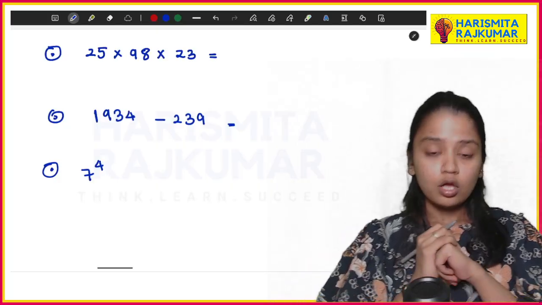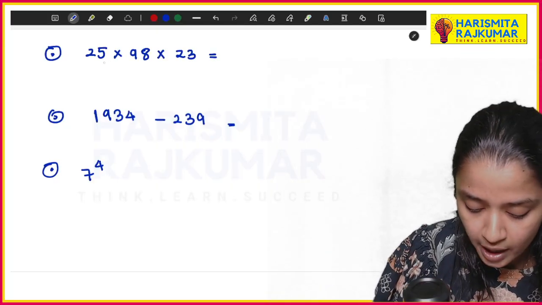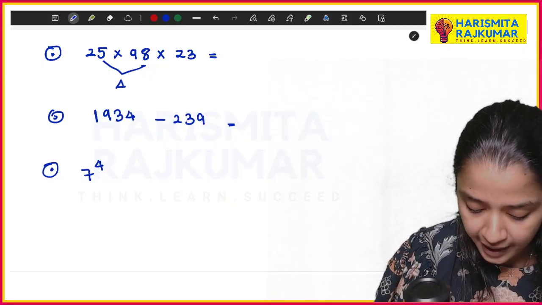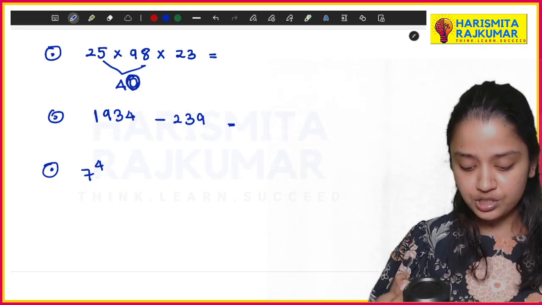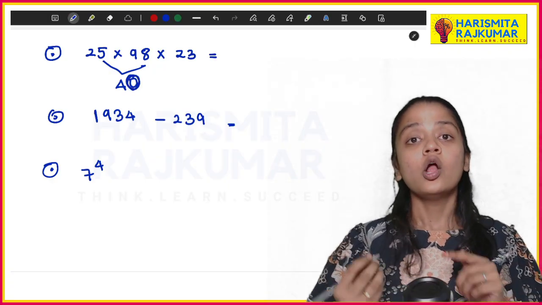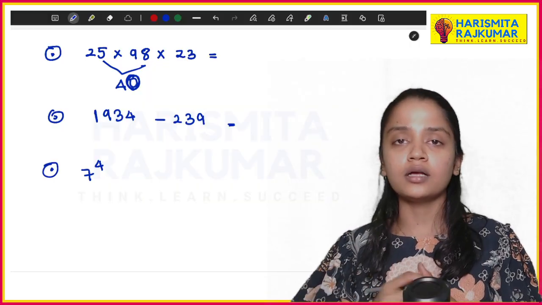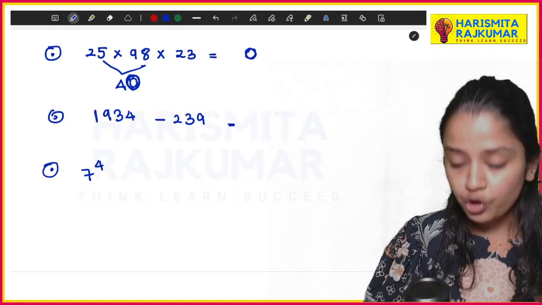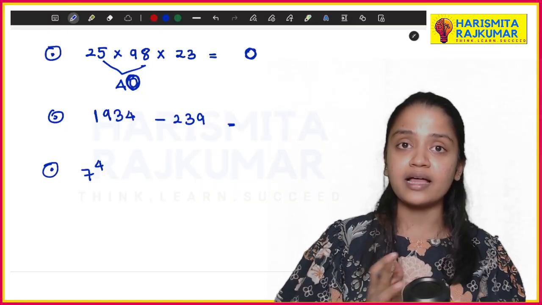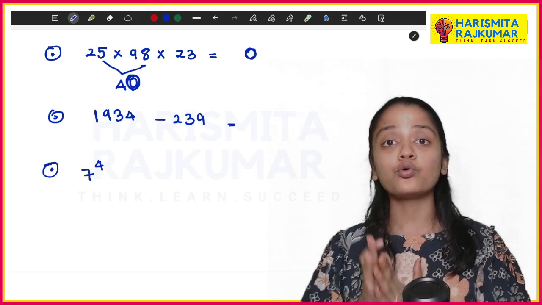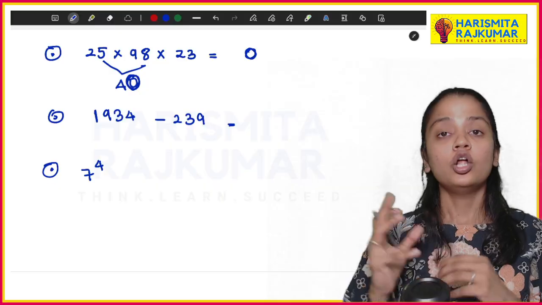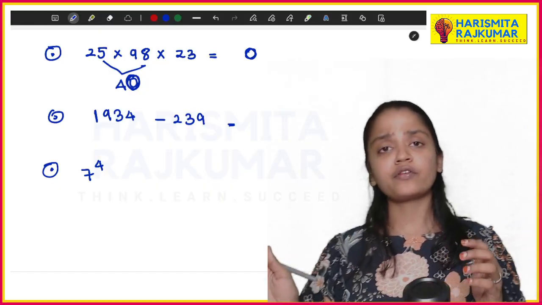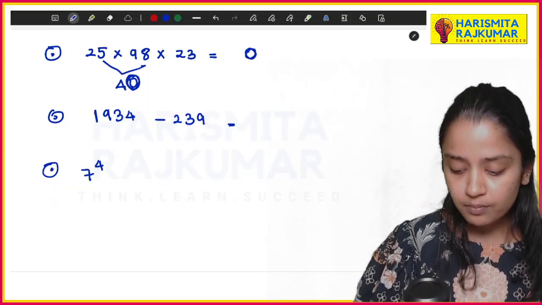Now when you focus on these questions, what is 5 into 8? 5 into 8 is 40, so your last digit is 0. After that, whatever number you multiply, your answer's unit digit will be 0. So remember that when you multiply 5 by any even number, your answer will end in 0.